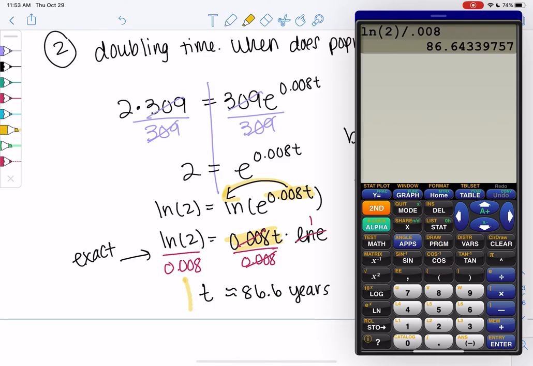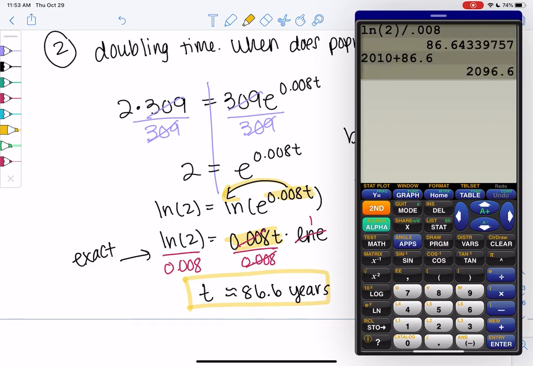So according to this model, from 2010, it only takes 86 years for the population of the U.S. to double, which that's a lot of people. So hopefully that doesn't happen. Hopefully the rate changes. So it's assuming the rate stays the same every year. But that means by 2090?